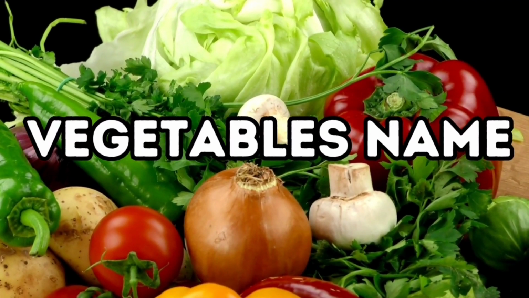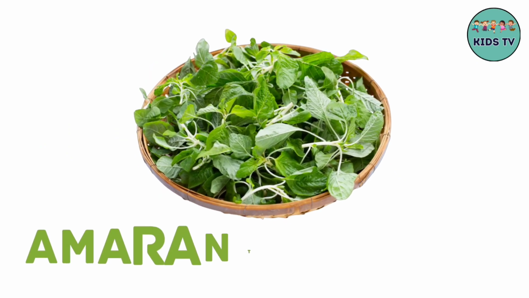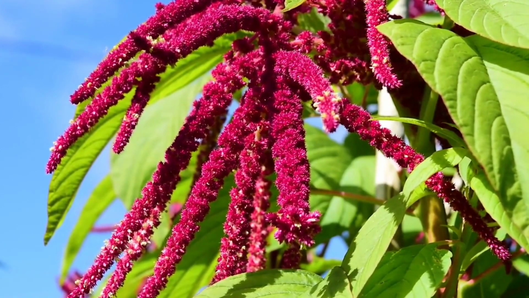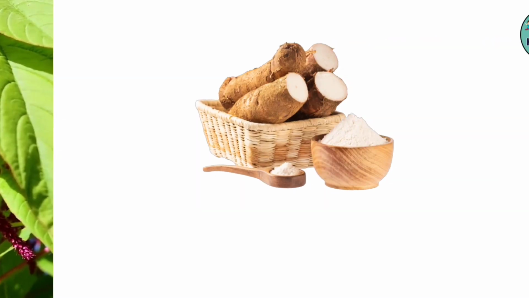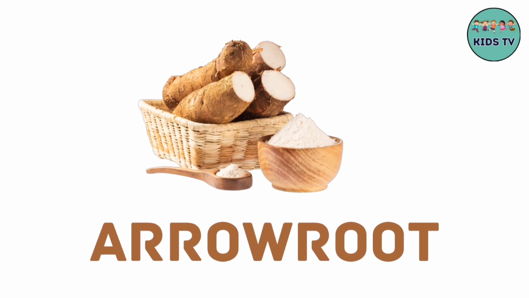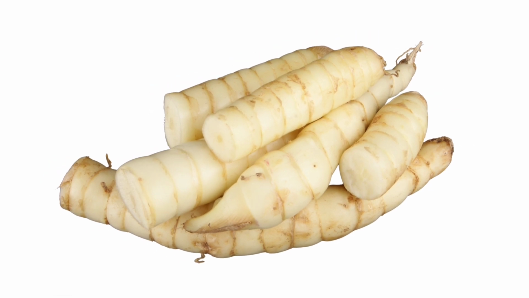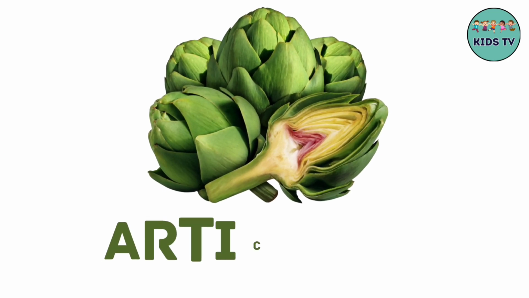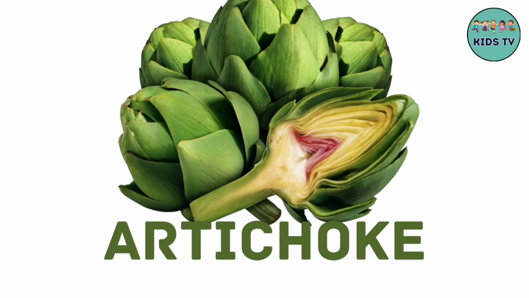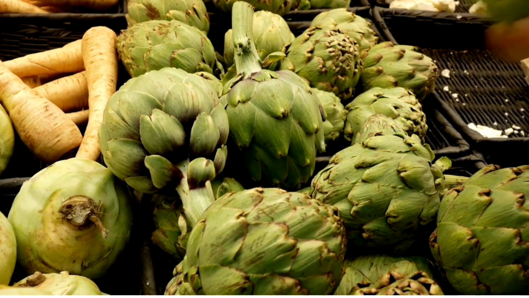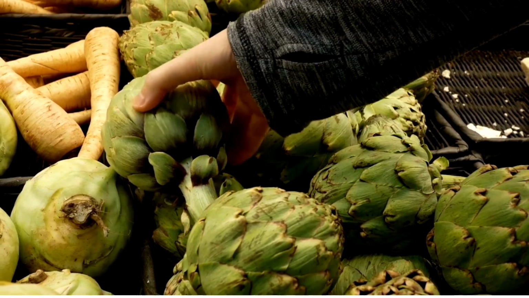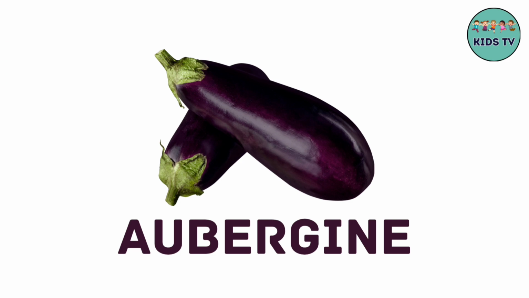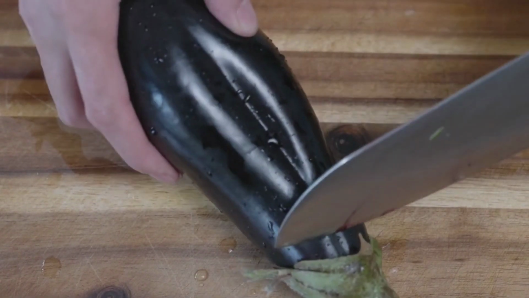Today we will learn vegetables name. Amaranth leaves. This is amaranth leaves. Arrowroot. This is arrowroot. Artichoke. This is artichoke. Aubergine. This is aubergine.